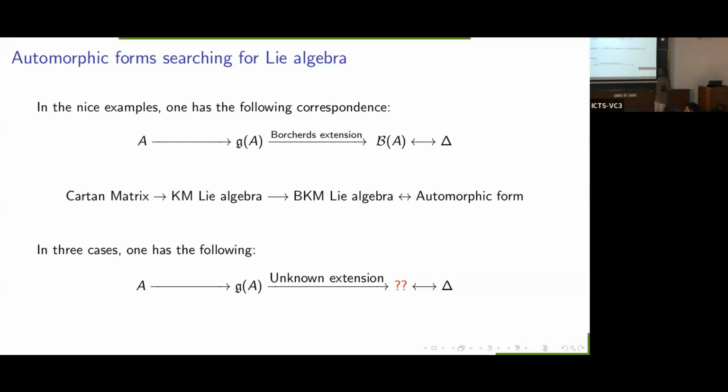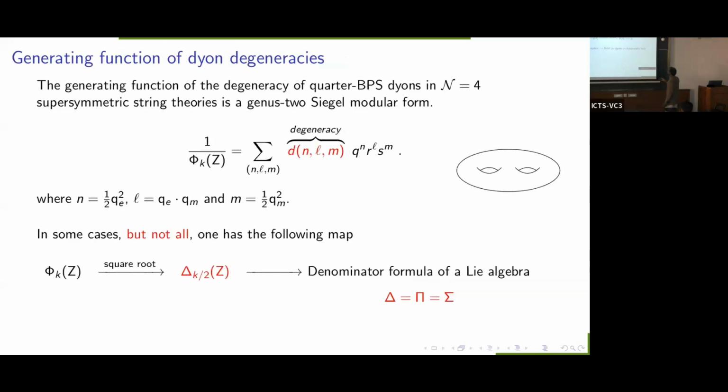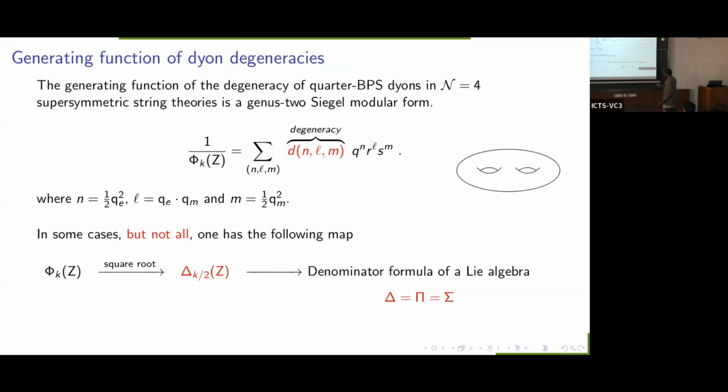Can you just repeat what is pi and sigma again? Yeah. It's just a picture, and it's worth going back. So what I'm saying is that this delta is an automorphic form, and the Lie algebra story is that you can write it as a product formula and a sigma, and the devil is of course in the details, but this caricature is very important. That's all.